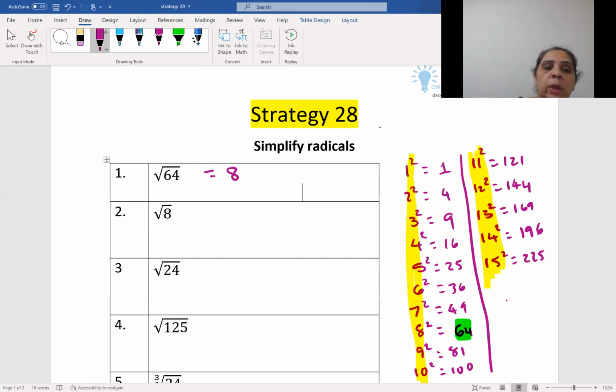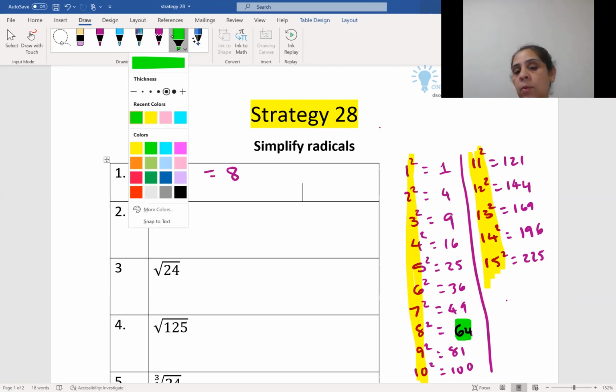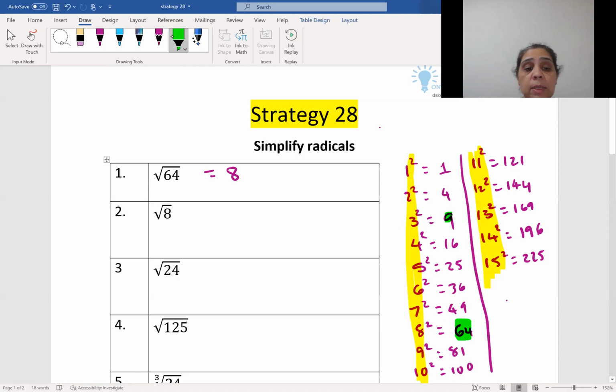If we check the square root of 8, is 8 a perfect square? How can you check? Do you have 8 anywhere here? Here is 9, and 8 is less than 9, and 4 is smaller than 8. So we cannot find the square root of 8 exactly. But there is one factor which is a perfect square. That factor, we need to take it out.